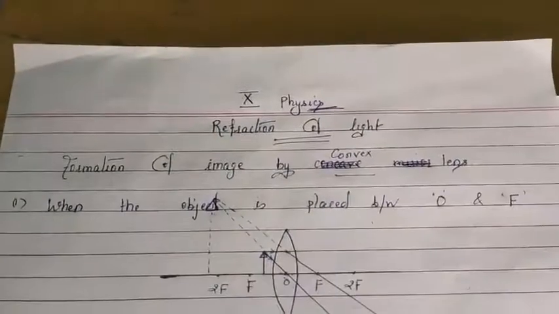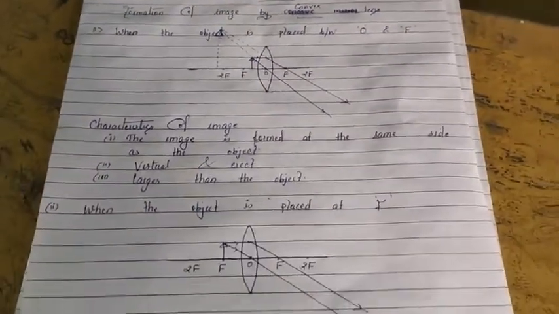So this is all about the two positions of the object in front of the convex lens.